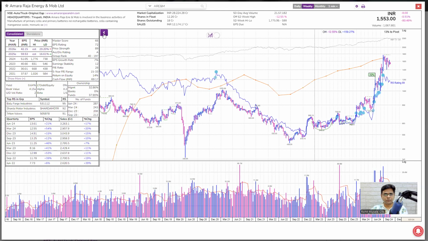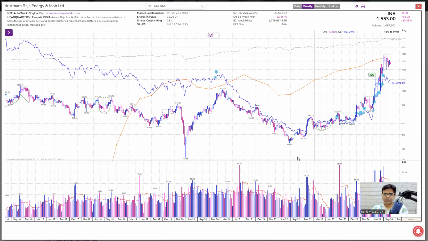If you look at the weekly chart, the blue line is the relative strength line compared to the Nifty. The orange line is the earnings growth. Here you have the volume, and this red line is the average weekly volume, a 10-week average. I have not put a moving average on the chart, but as you can see, Market Smith draws that line for you, which is the proper buy point.